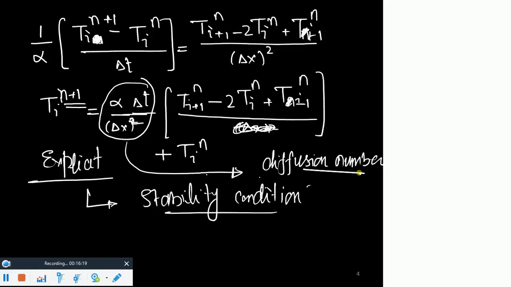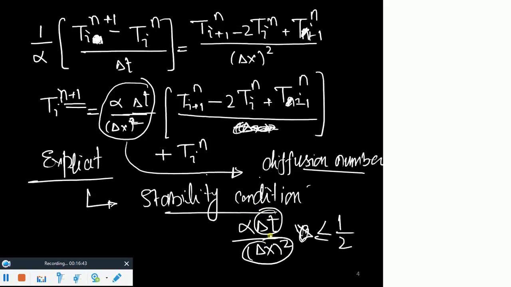For example, if the numerical scheme I am using here has a stability condition that requires alpha delta t by delta x square to remain less than or equal to 1 by 2, what does that mean? It means you can choose any value of delta t and delta x, and alpha is a coefficient known to you, a material property. This combination needs to be less than or equal to 1 by 2 if you want a stable solution.